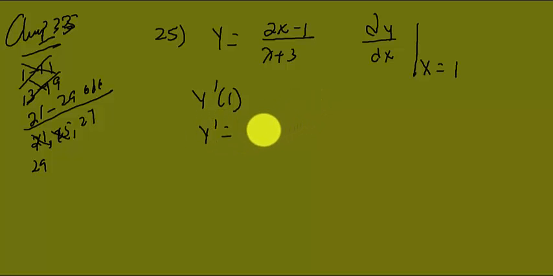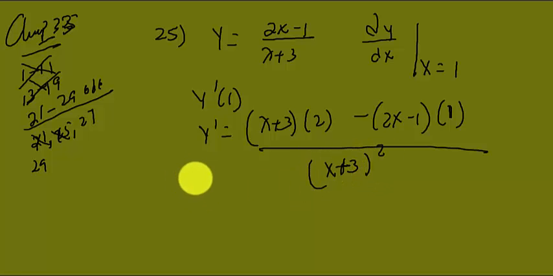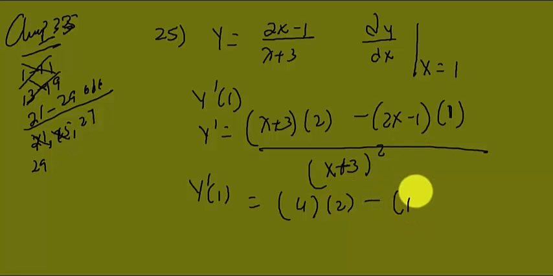So let's find the derivative. I'm going to use the quotient rule. Denominator times derivative of the numerator minus the numerator times derivative of the denominator, all that over denominator squared. What am I going to plug in? 1. That'll be 4 times 2 minus 1 times 1, all that over 4 squared, which is 16. Just clean it up and that's done.